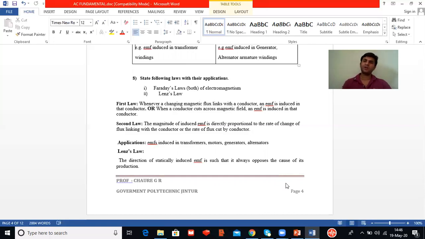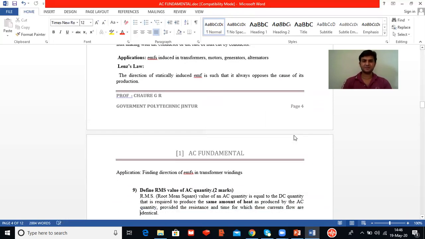It means voltage will be induced in that coil, induction of voltage. And the second law: the magnitude of induced EMF is directly proportional to the rate of change of flux linking with the conductor, or the rate of flux cut by the conductor. The applications of both are transformers and motors. Second is Lenz's law: the direction of statically induced EMF is such that it always opposes the cause of production. These are the two definitions.